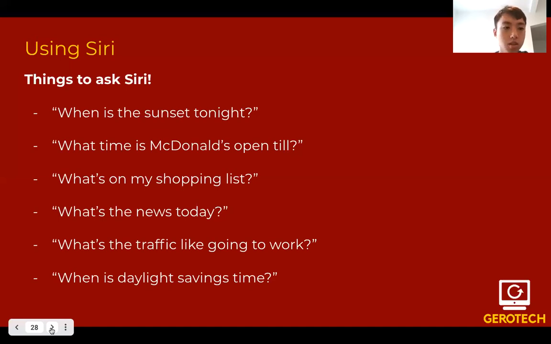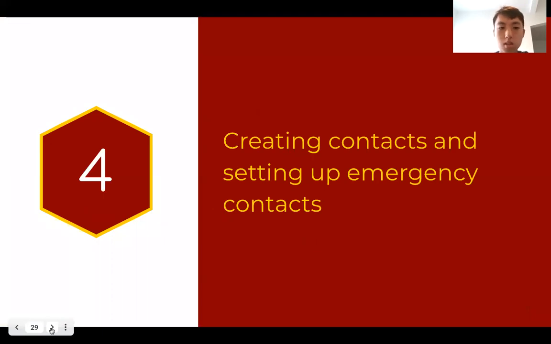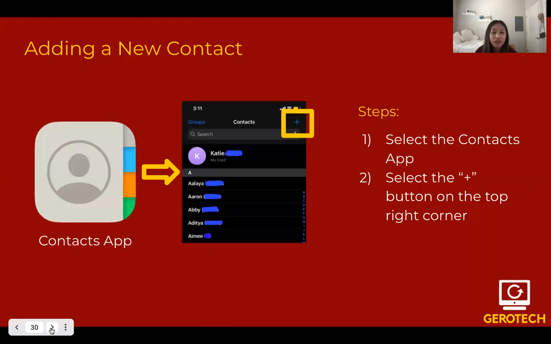Any other questions? I think we'll be moving on to the next section. Okay, so I'm going to go over how to create contacts and then setting up emergency contacts. Creating contacts is really helpful so that you don't have to memorize people's phone numbers anymore. Instead, you can save their phone number and maybe other information about them, like their address and whatnot, under their contacts. So you'll just search their name and all the information will be there.